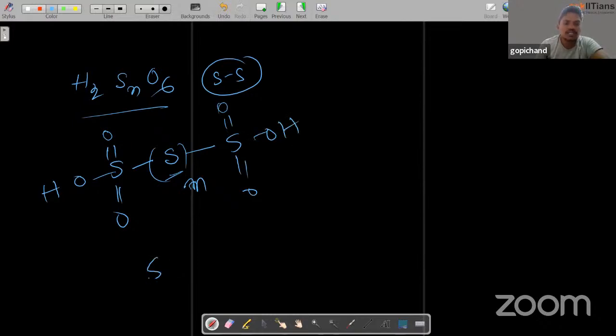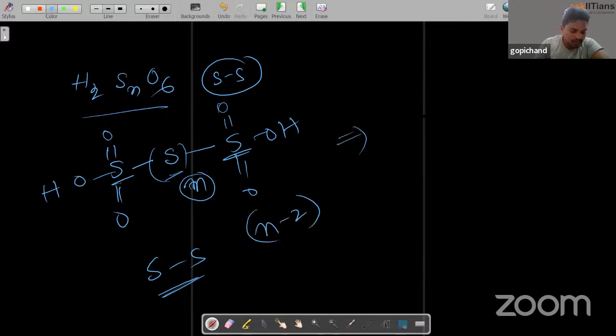So they are asking how many SS bonds are there? n is there and 2 sulfurs extra are present. So that means you have to remove 2 sulfurs, that means n minus 2. So here we can clearly say you are having SS linkages as n minus 2.